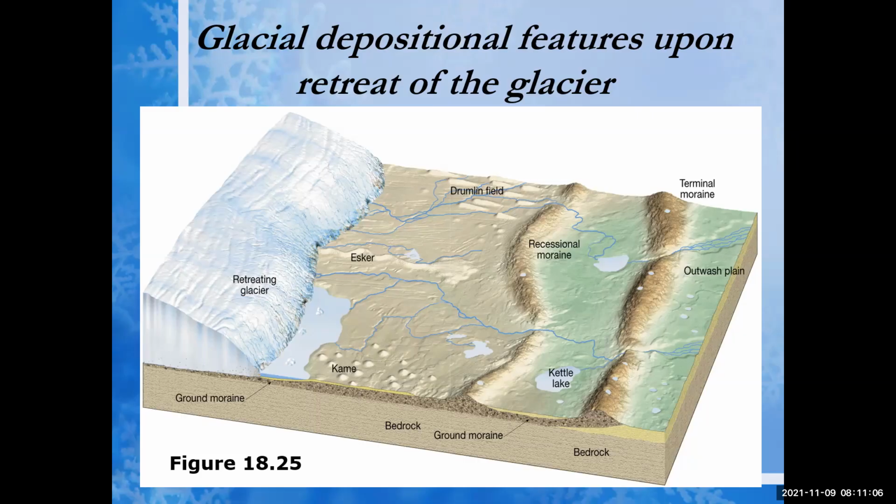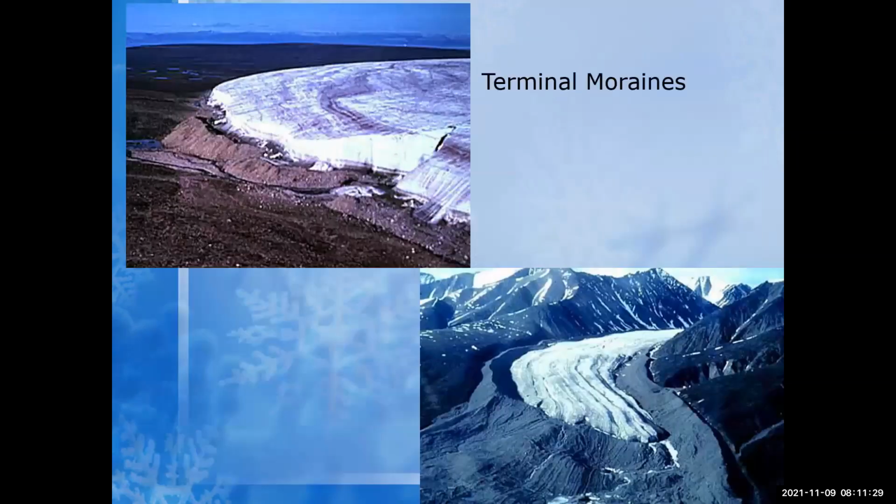So tracking the locations of these terminal moraines and recessional moraines can give us a great indication not only of where there were glaciers in this area, but how big those glaciers may have been, and any perturbations in climate that might have happened following the initial retreat of the glacier. All right, so I wanted to show you a few examples of these terminal moraines.